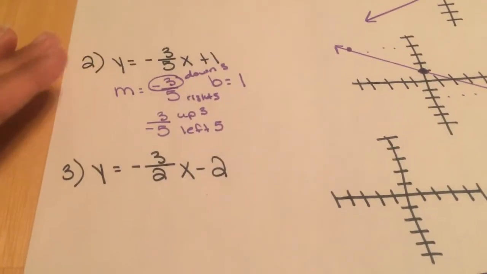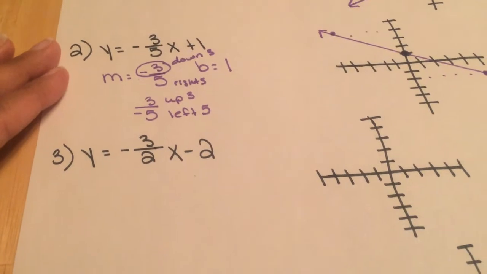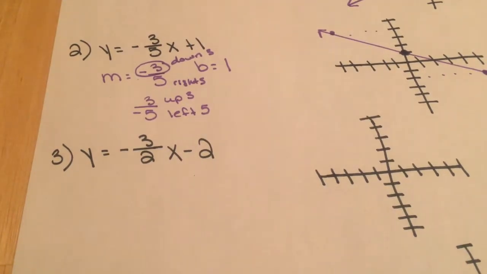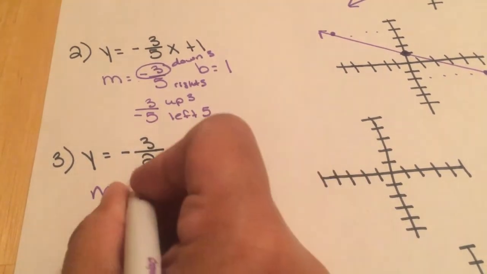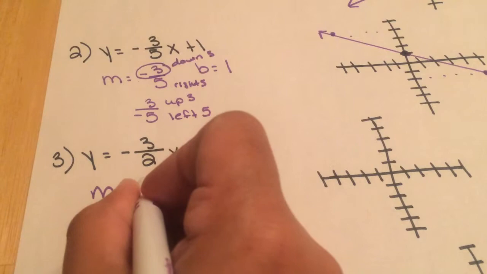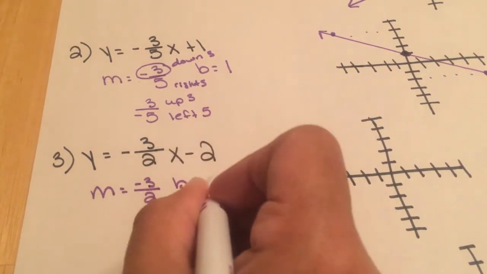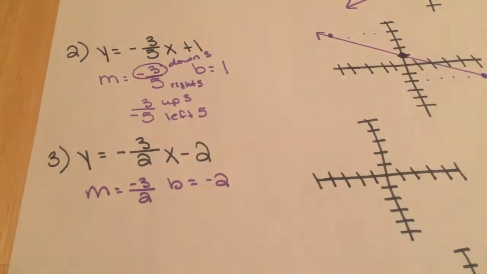So we're going to look at 2 more examples. Example 3 is going to be very similar to what we just saw with example 2. I have it written in an equation, so I have to find my slope and y-intercept. So my slope is -3/2, and my y-intercept this time is actually a negative.